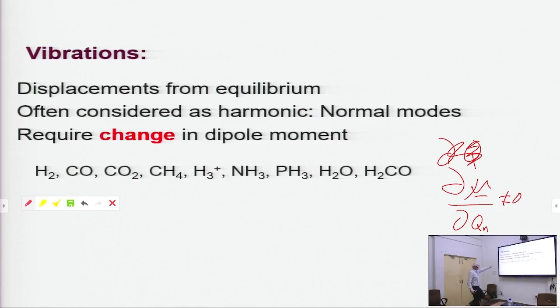So if we look at the first system we have here, hydrogen, we've already established it doesn't have a dipole at equilibrium. Does that change as you move the molecule? No, because you're preserving the symmetry. The two hydrogens are still identical. So hydrogen does not have a dipole. Every other one of these has some motion which has a dipole in it.